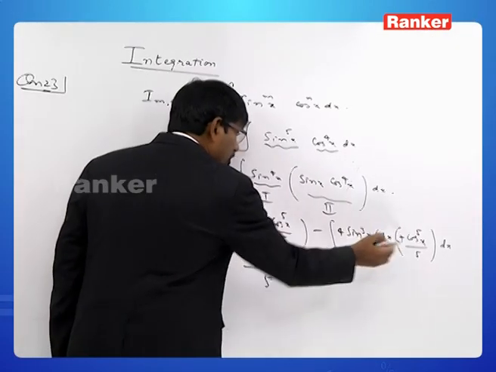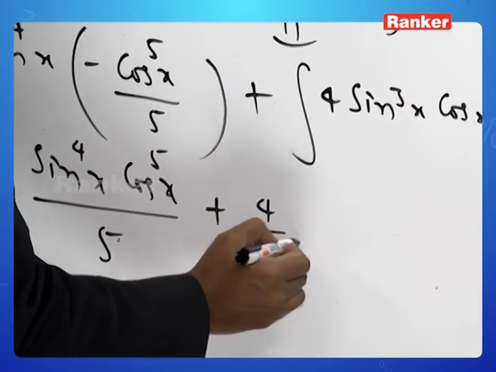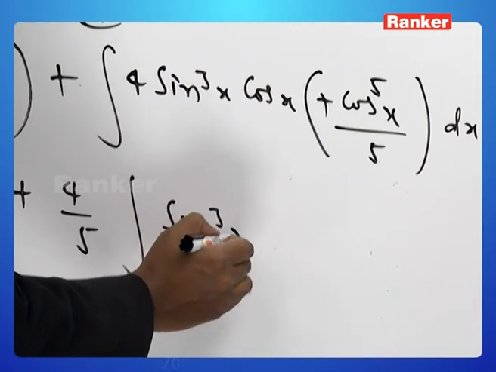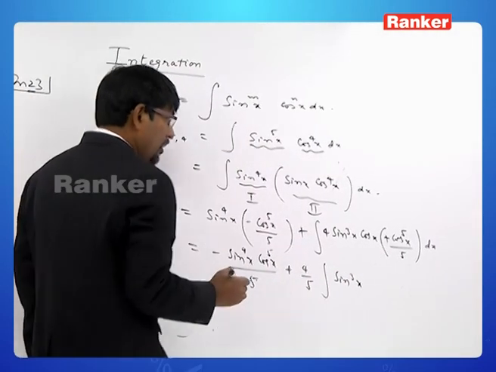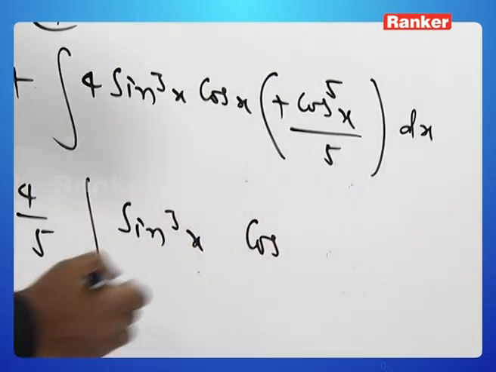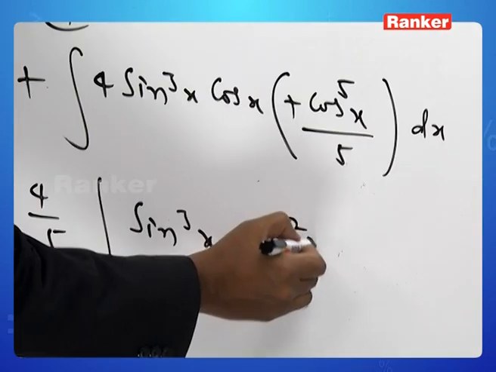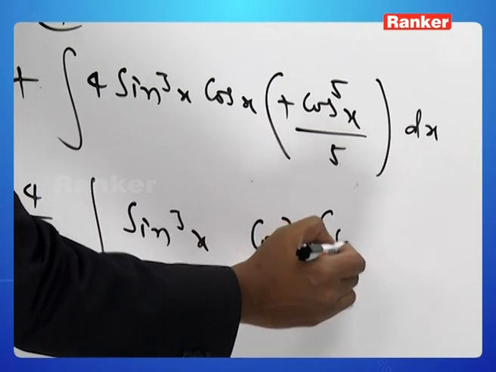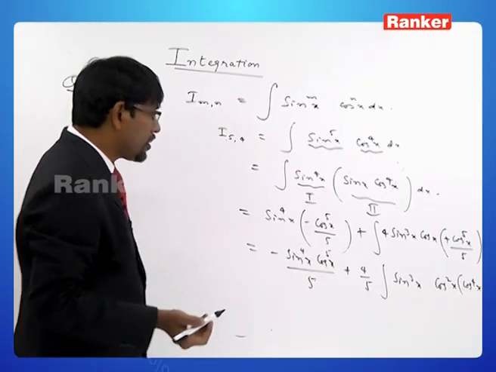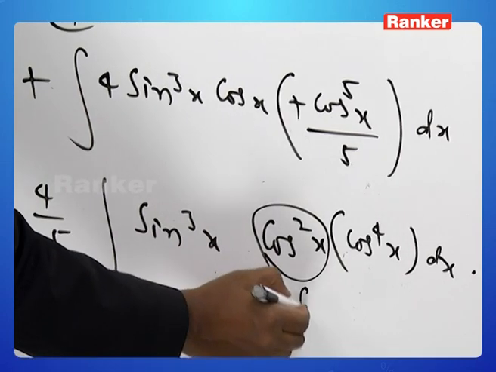This minus of minus will make it plus here, and we have here plus 4 by 5 into integral of sin cube x into this cos power 6 x. So what I do is, I will take out a cos x from here and write this as cos square x into cos power 4, so that we can write this cos square x as 1 minus sin square x again.